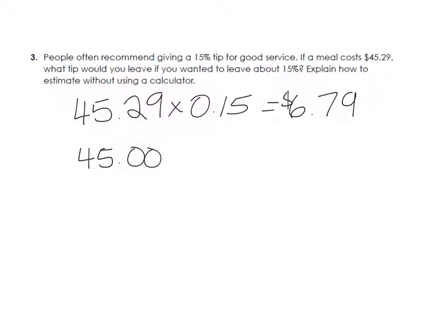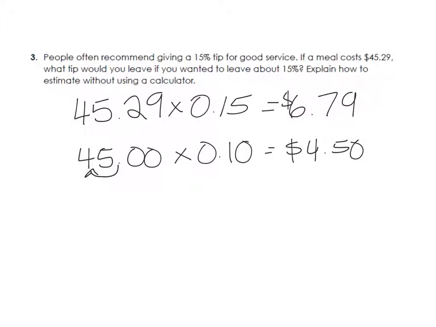To do it without a calculator, you're going to find first 10% of about $45. We'll round down to make it easier numbers to work with. If I find 10% of that, all I need to do is move the decimal over one time. That's going to give me $4.50. So 10% of $45 is $4.50. I need another 5% to get to 15%. 5% is half of 10%. So if 10% of $45 is $4.50, half of $4.50 is going to be equivalent to 5%.